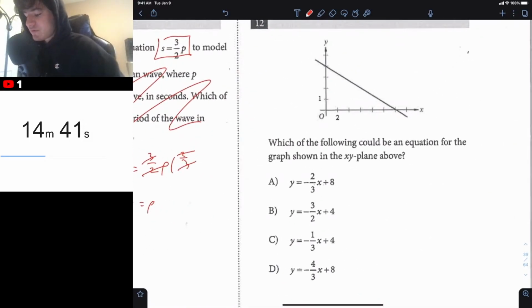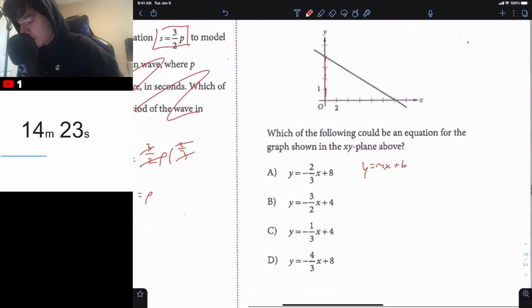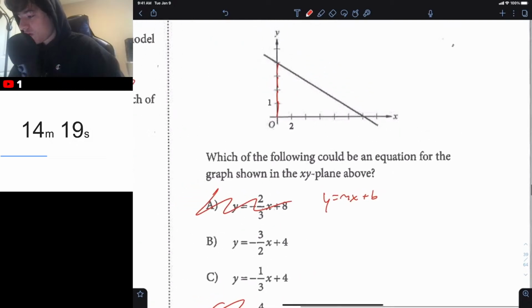Which of the following could be an equation for the graph shown in the xy plane above? All right, so there's two things we're going to need. We know this is a linear function, so we're going to be doing some sort of y equals mx plus b. We just need a slope, and we need a y-intercept. So let's figure those out. Y-intercept here is going to be, let's see, 1, 2, 3, 4. So A and D are out because those do not have y-intercepts of 4.